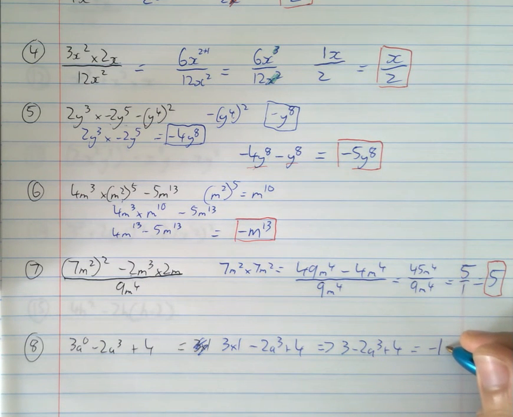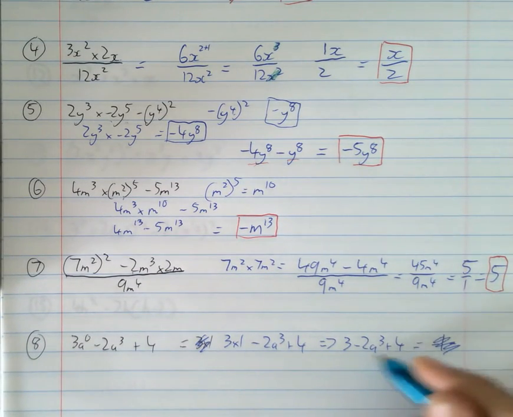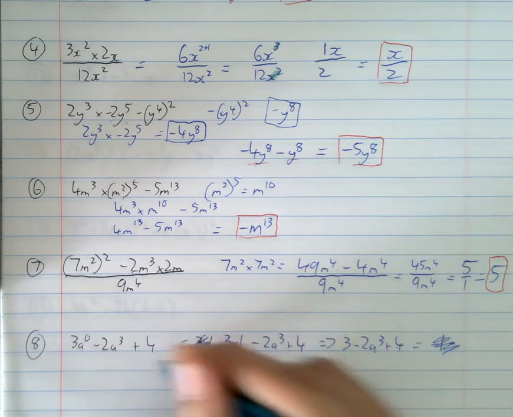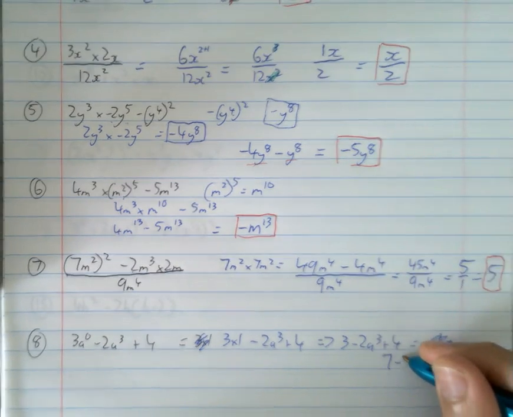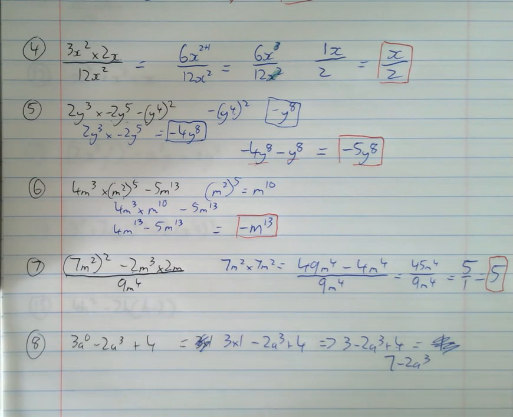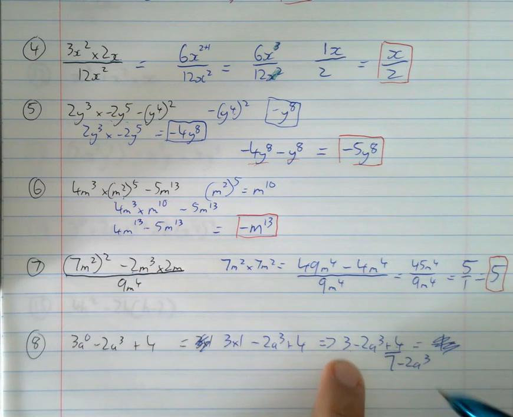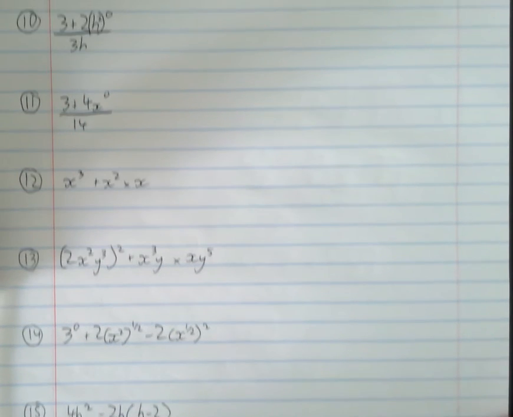Sorry, we're plussing, silly me. 3 plus 4 is going to be 7. I'll do it on a new line. 7 minus 2a cubed is our answer. 3 plus 4. We've got to obey the sign just in front of the 4, not the one straight after. 7 take 2a cubed will be the answer for that one. That's the first page. We've got one more page to work through.